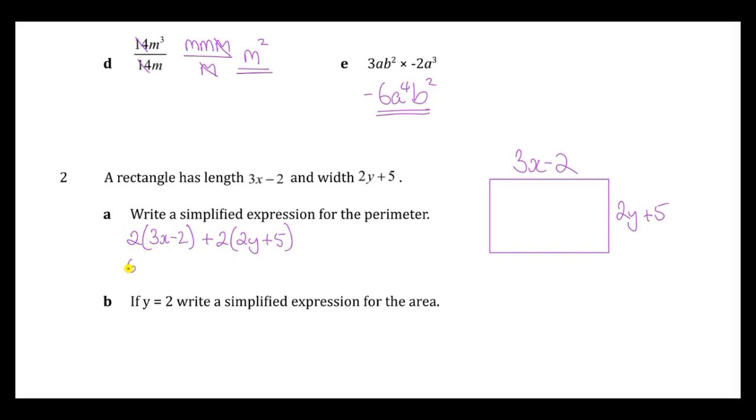This gives me 6x minus 4 plus 4y plus 10. The x and the y are terms I cannot collect. Negative 4 plus 10 is 6. So this gives me 6x plus 4y plus 6.